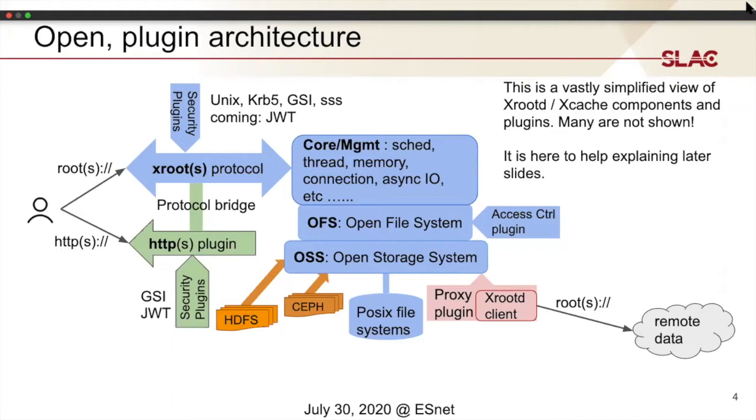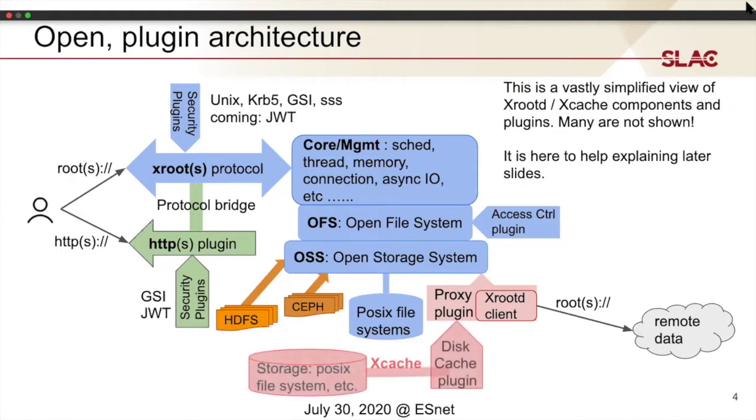Now, once we have these, we start to think, can we actually cache the data flowing from the remote location to the users? So there's another plugin added to this proxy plugin called Xcache, or we call it the disk cache plugin. While the data flows from right to left, we also save that data in the local storage. This allowed us to cache and enhance the performance.